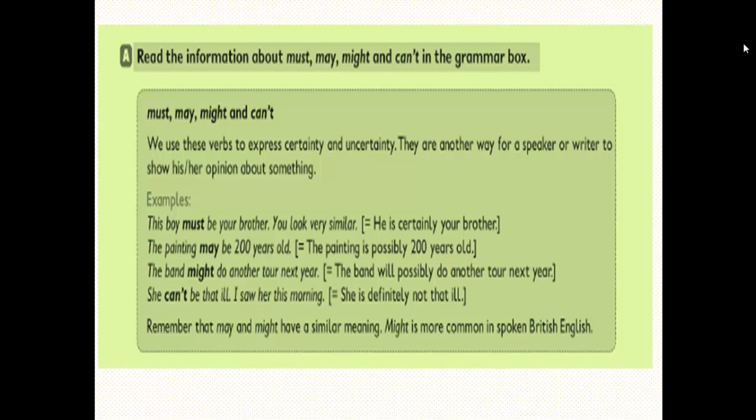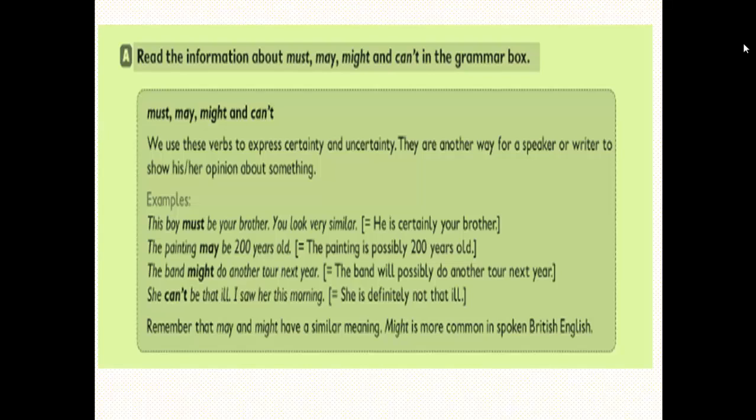We use these auxiliary verbs must, may, might and can't. They are used to express certainty and uncertainty. They are another way for a speaker or writer to show his or her opinion about something. If you want to show your opinion, your point of view, you can use must, may, might and can't. If you are sure of something, if you are certain of something happening, you can use must. If you are not certain, if you are uncertain of that, you can say may or might.